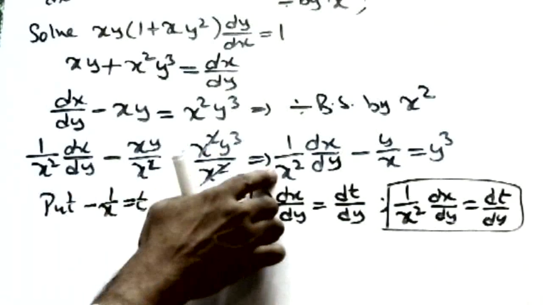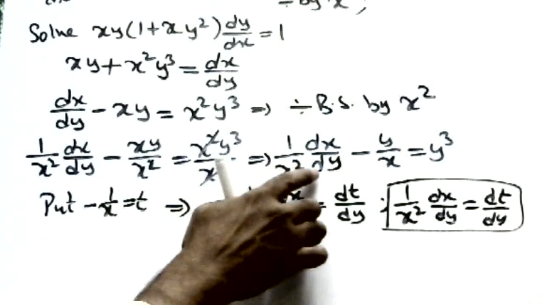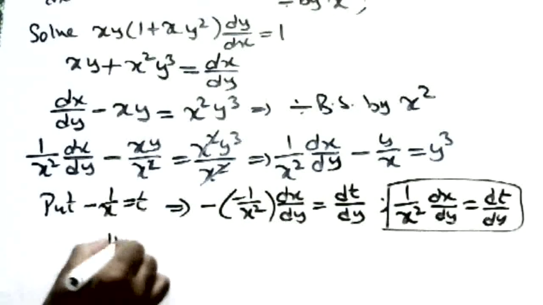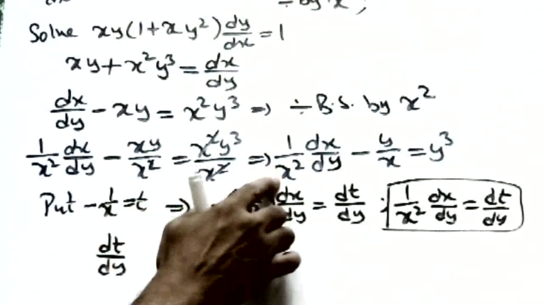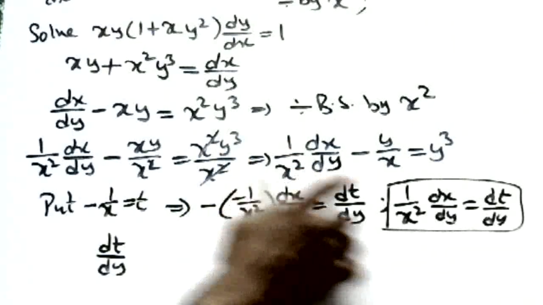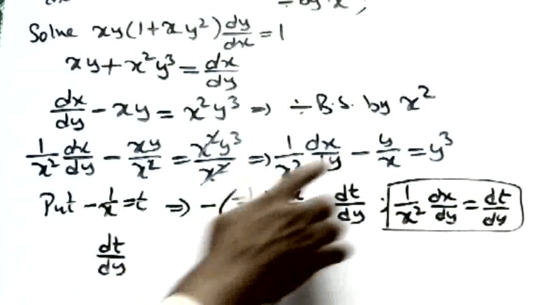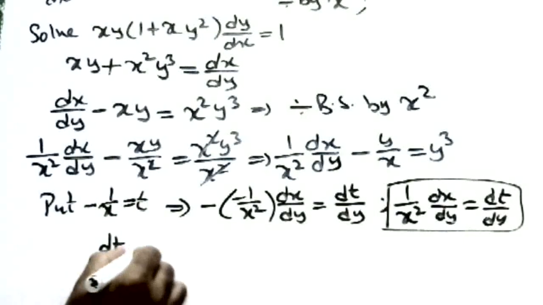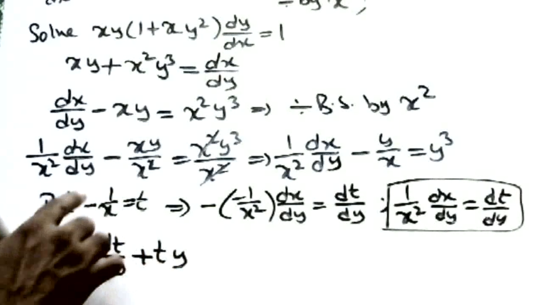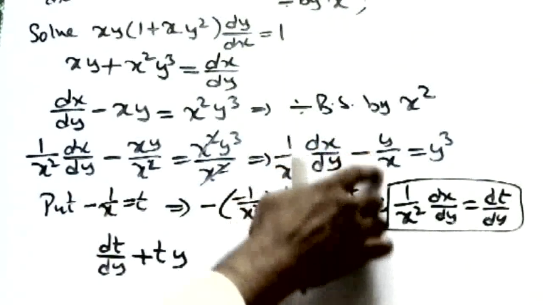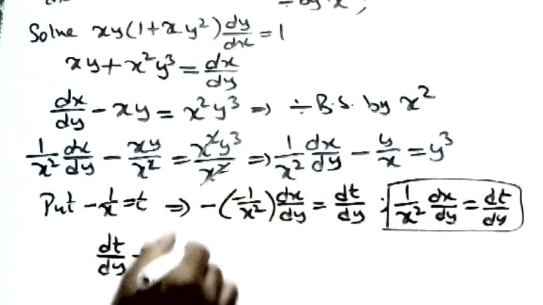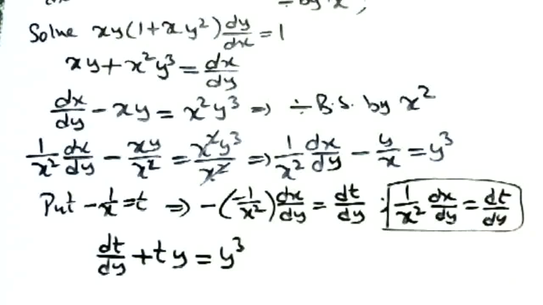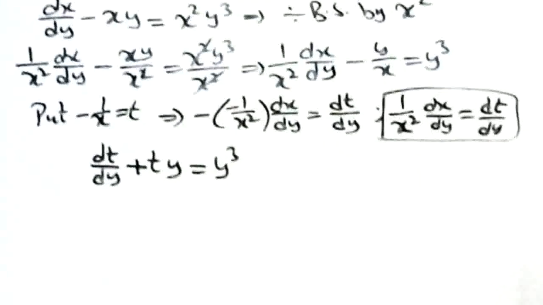Now the question will change. See here, let me change the question from here. 1 by x squared dx by dy will become dt by dy. Minus 1 by x we have taken as t. So it will become plus t into y. Minus 1 by x is t. So t into y equals y cube.